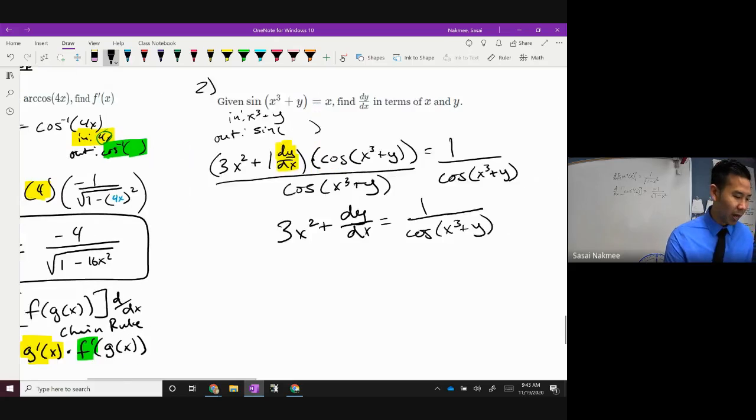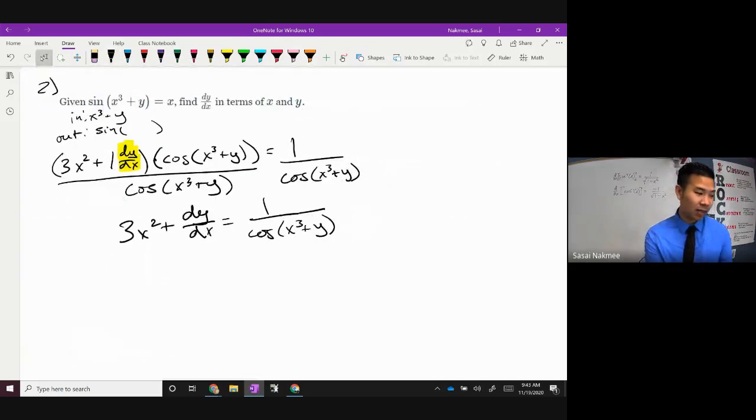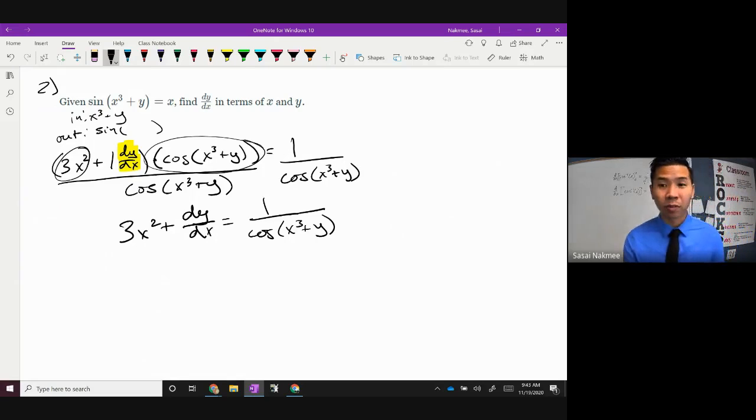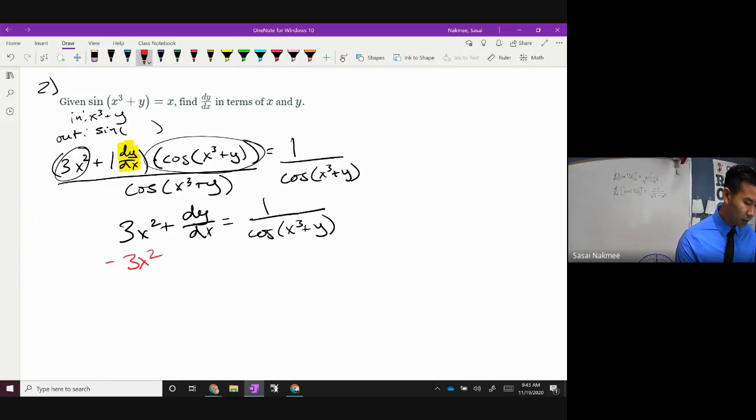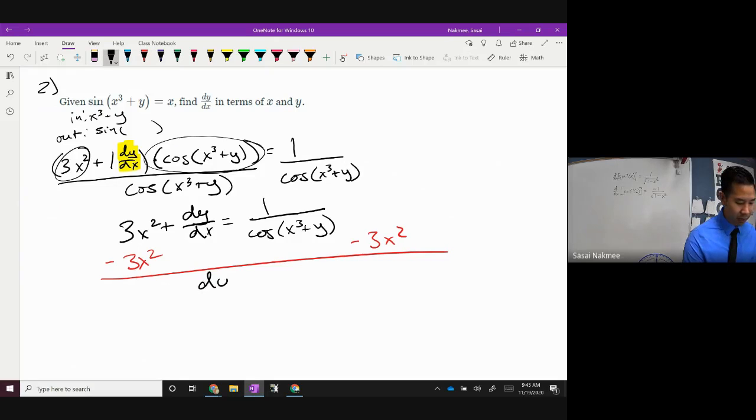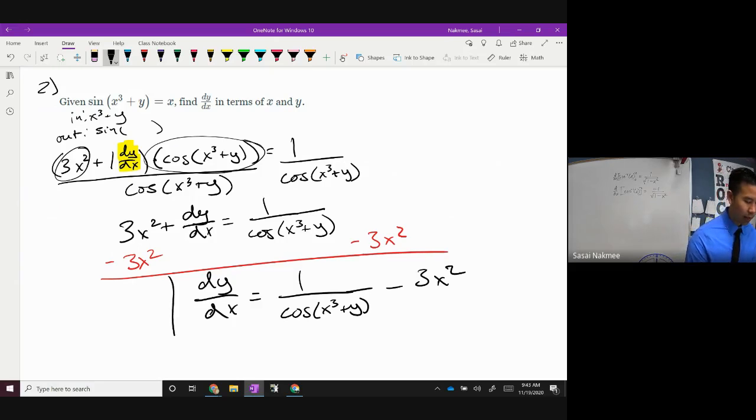I know this one's a little bit more backwards than the other problems that we've been doing, but it's just how it is. It's multiplying here, and I can't get rid of this 3x squared that's inside this parentheses until I get rid of the parentheses itself, which is multiplying with something else. So I divide by that something else. Now I can get rid of this 3x squared by subtracting from both sides. And when I do that, I end up with my nice dy/dx by itself. This part is kind of weird, but this would be your answer: 1 over cosine of x cubed plus y, minus 3x squared. And that's it. That's your answer.